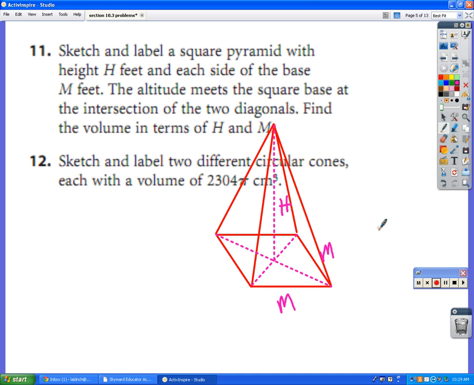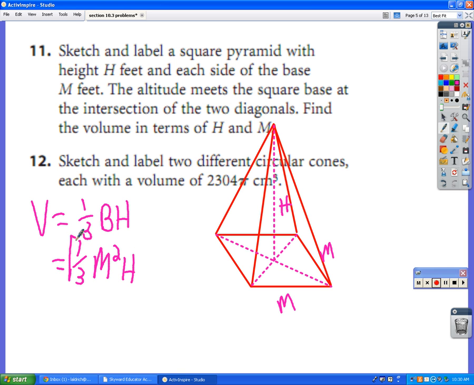The altitude meets the square base at the intersection of two diagonals. Find the volume in terms of h and m. So what is the formula for the volume? 1/3 big base times the height. What's the area of the base? M squared. And what's the height? H. I was hoping that was going to make another funny thing like when the other one was QT pi, but I guess not. 1/3 m squared h.